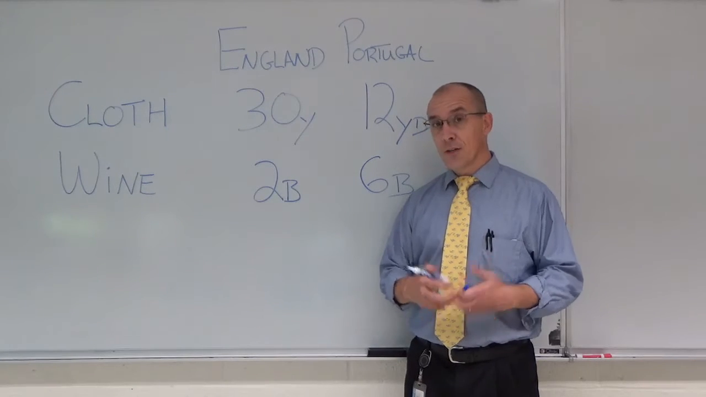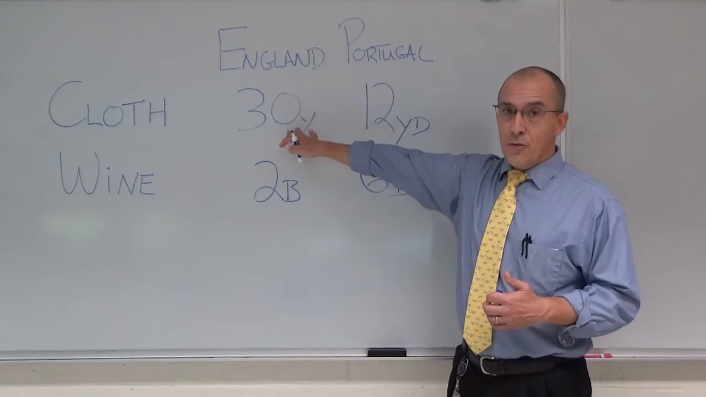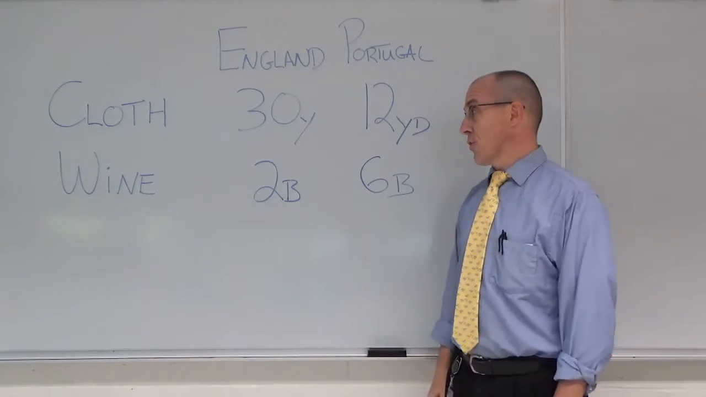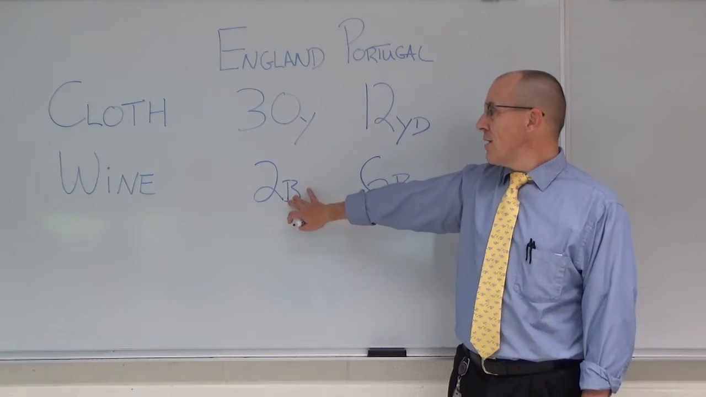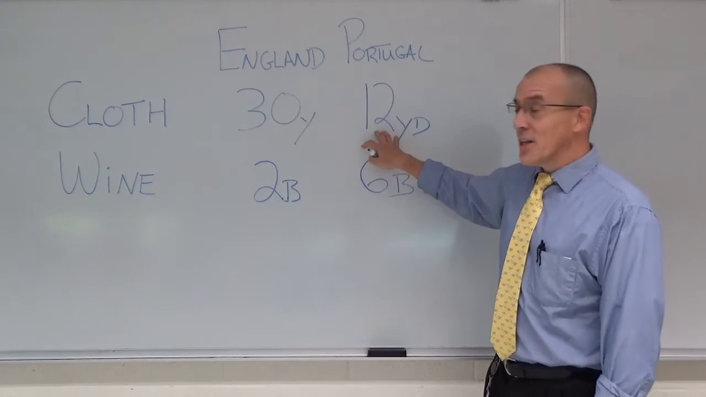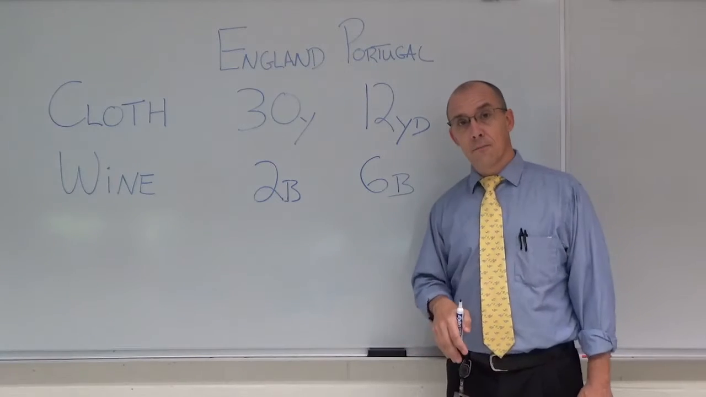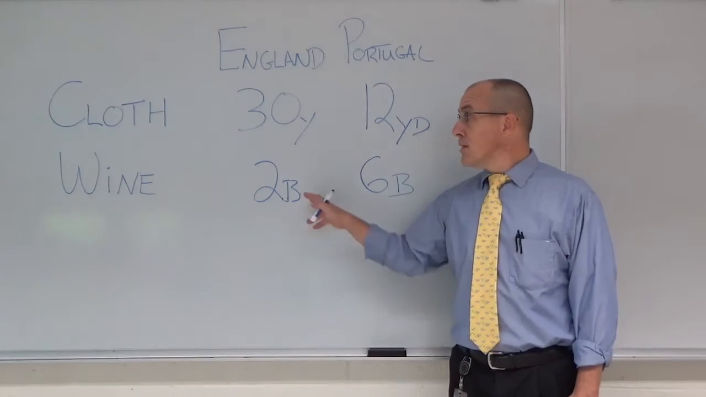In this situation, we now have a case where England has gone through the Industrial Revolution and it can now produce 30 yards of cloth. It hasn't changed much in its wine production, so it's still at 2 barrels. Portugal hasn't changed at all. They can still produce 12 yards of cloth or 6 barrels of wine. So first of all, let's think about what's happened in England.